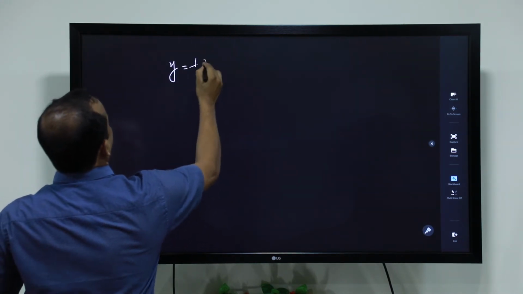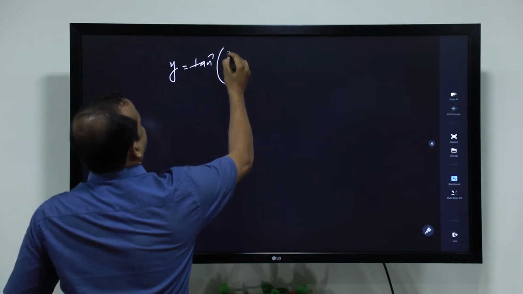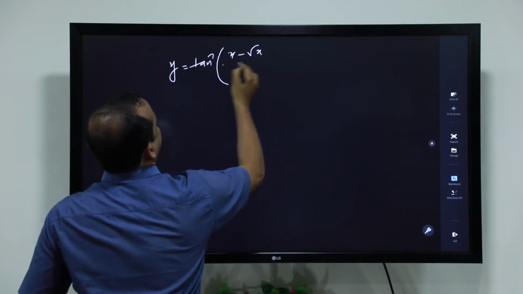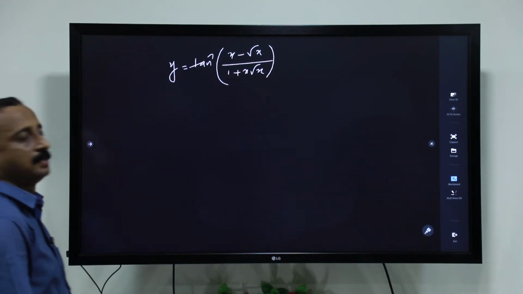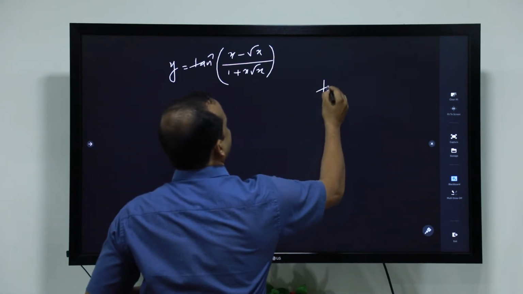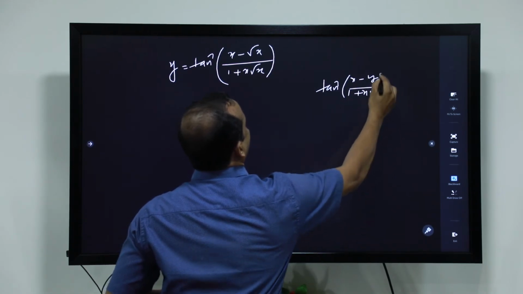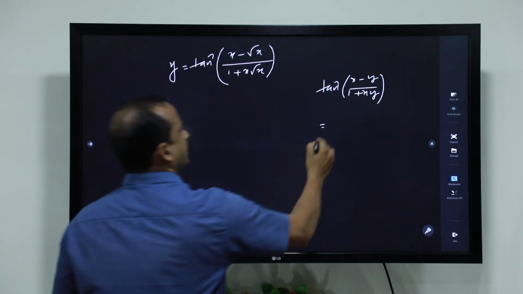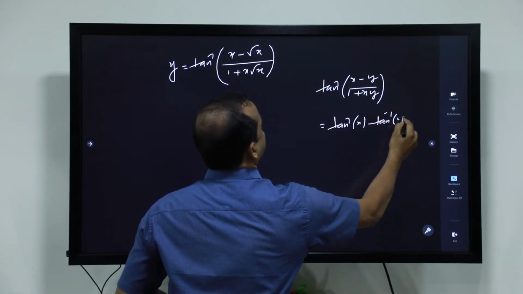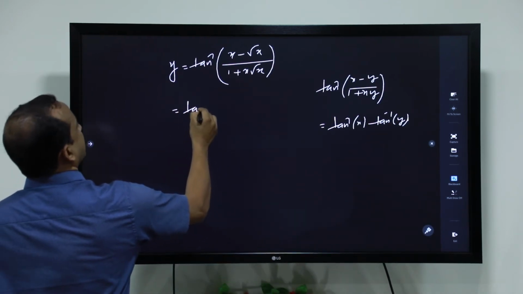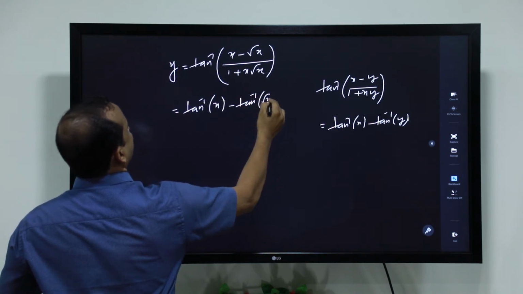Next, y is equal to tan inverse of (x minus root x) divided by (1 plus x into root x), which is similar to the result of tan inverse of (x minus y) divided by (1 plus xy). You know tan inverse of (x minus y) by (1 plus xy) is tan inverse x minus tan inverse y. Therefore here our simplified form is tan inverse x minus tan inverse root x, with y corresponding to root x.